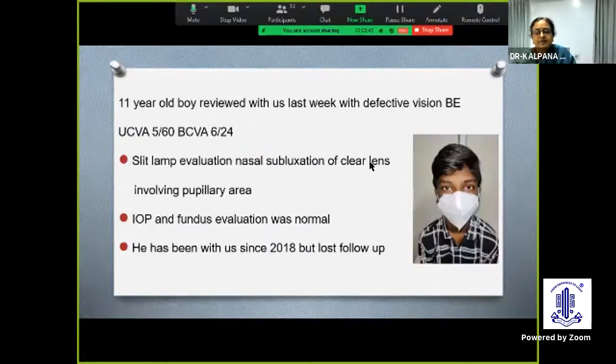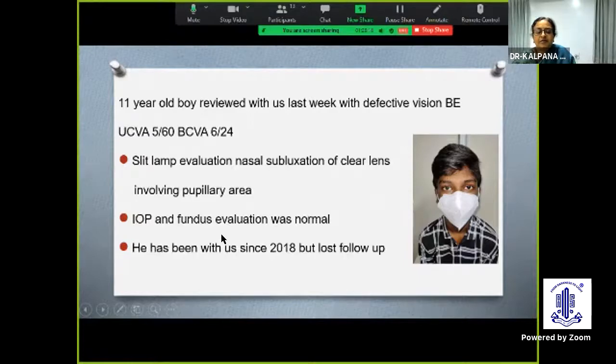So I'm going to start by presenting this boy to you, who presented to us last week. He is an 11-year-old boy who came to us last week with defective vision in both eyes. His uncorrected visual acuity was 5/60, improving to 6/24 with spectacles. On slit lamp evaluation, he had a nasal subluxation of both his clear lenses, involving the pupillary area. His intraocular pressure was normal, and the fundus was normal.